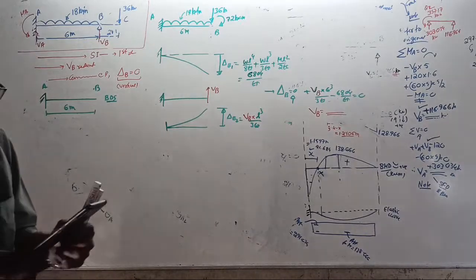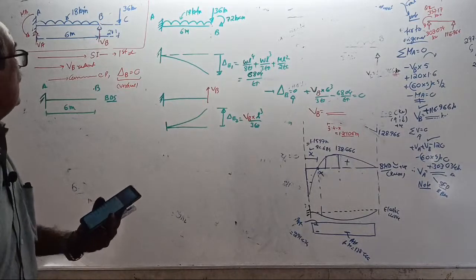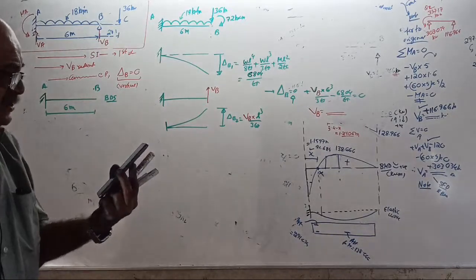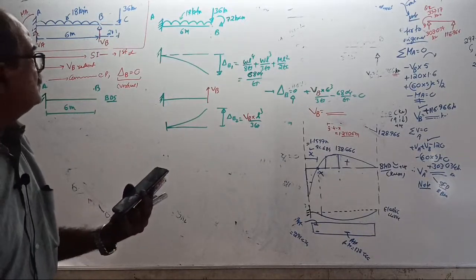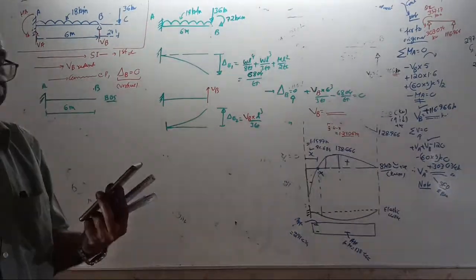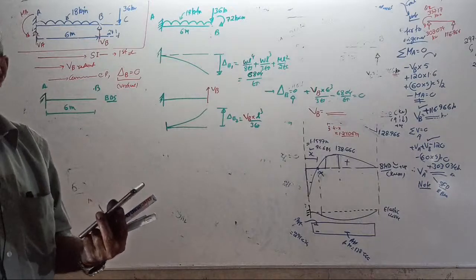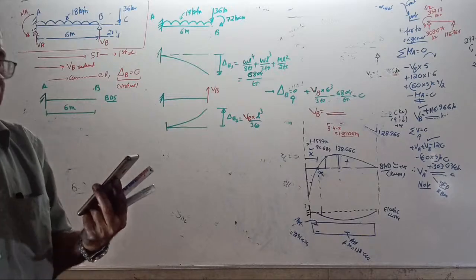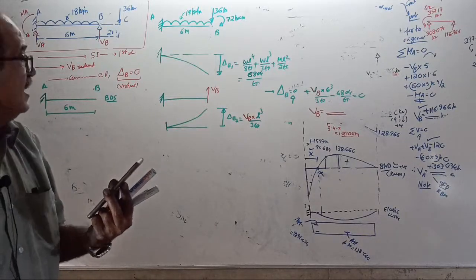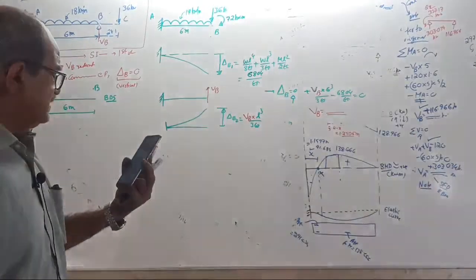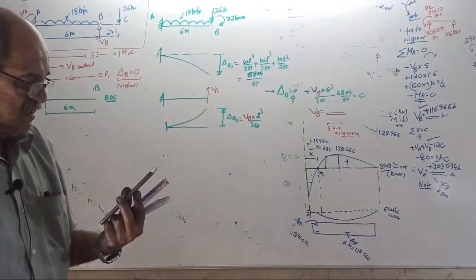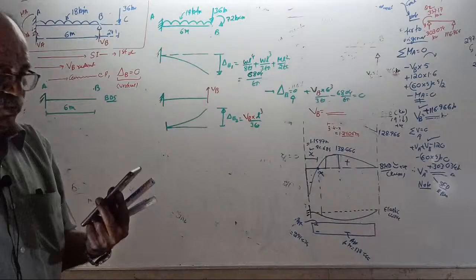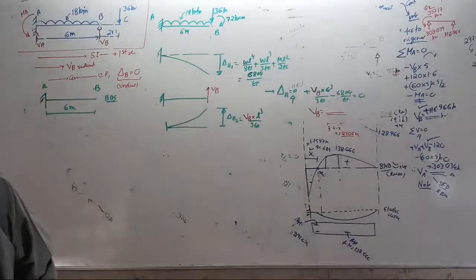Correctly, VB value. Don't give wrong answer. VB equals 6804 into 3 divided by 6 cube. Fast. I will complete the question now because only 5 minutes more are required. Why should I keep it for tomorrow? 6804 into 3 divided by 6 cube. You are wasting a lot of time. 94.5. Don't give wrong value.